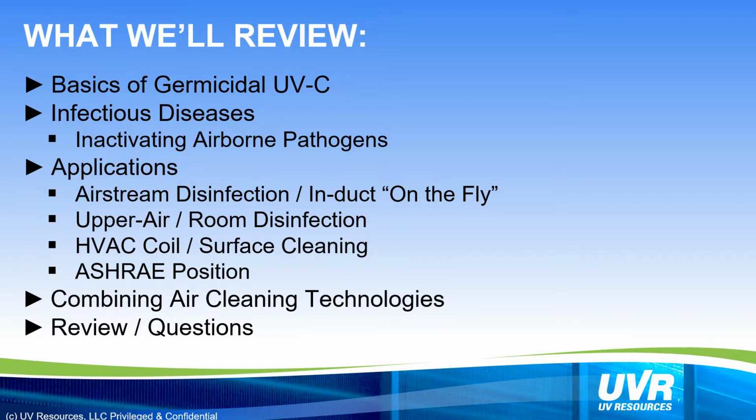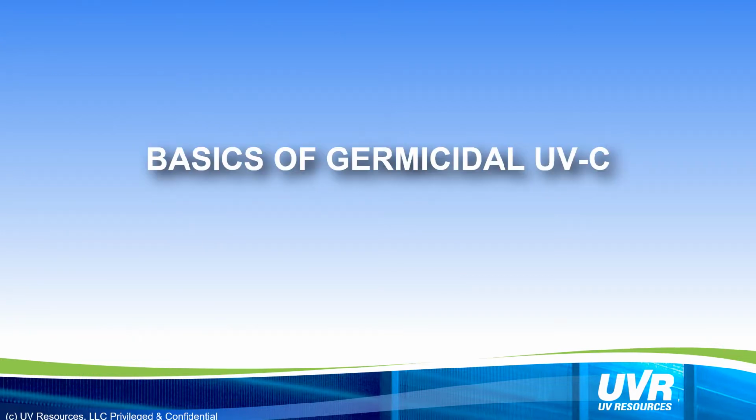We will explore the 3 main ways UVC is applied in HVAC applications, including airstream disinfection, upper air disinfection, and HVAC coil maintenance systems. Once we understand how germicidal UVC can be delivered, we'll look at ASHRAE's position on ways to limit disease transmission. We'll close by looking at how air cleaning technologies might be combined to offer a layered approach to infection mitigation. First, let's look at the basics of germicidal UVC.